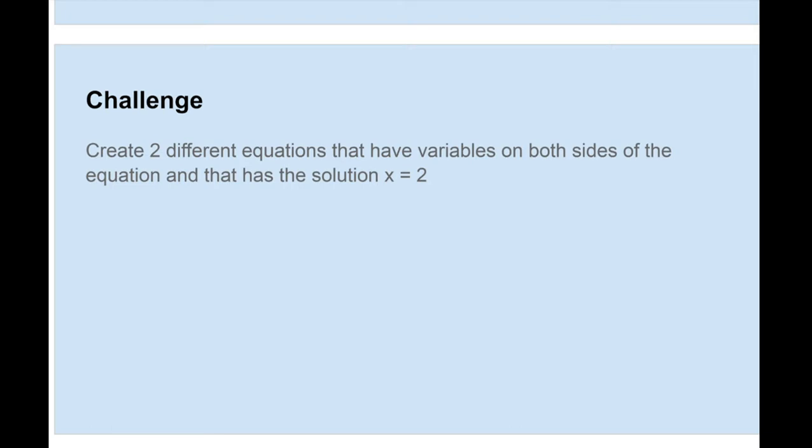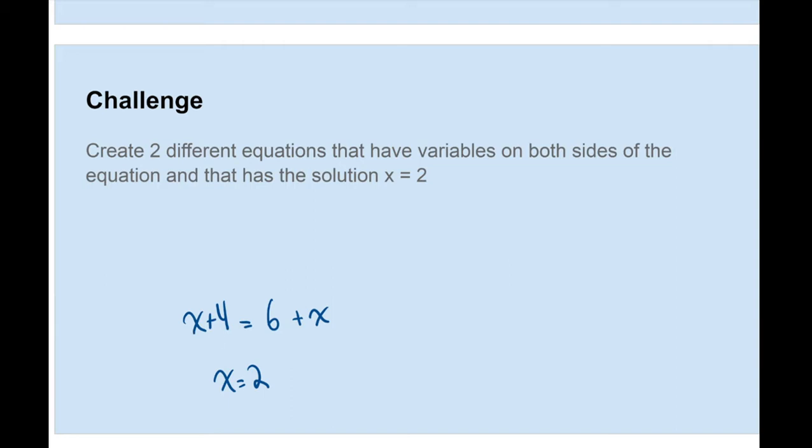An easy way is to work backwards. Say for example, we know it has to be x equals 2. So let's work backwards. Let's say we have x plus 4 equals 6. So that means that x equals 2. Now, let's add an x to the other side. So now we have x plus 4 equals 6 plus x.